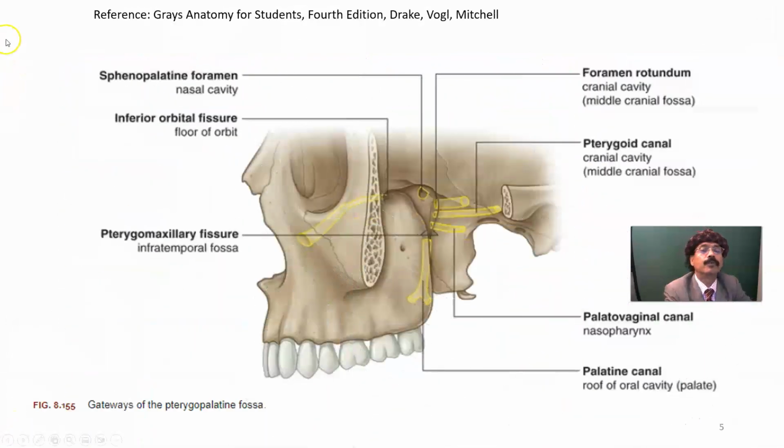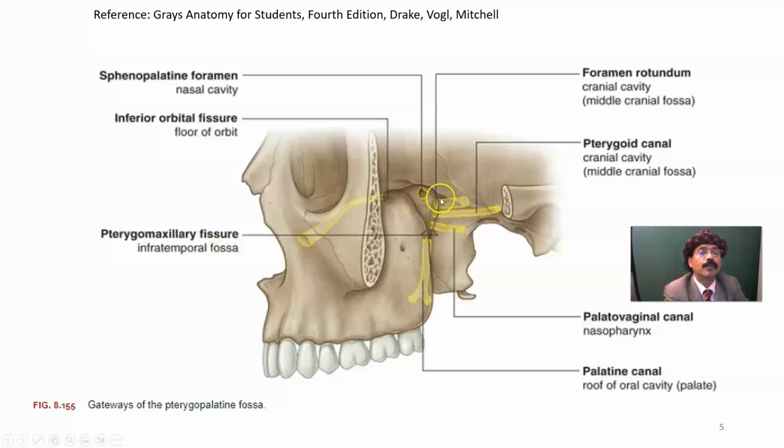Now we are looking at the communication gateways. Here is the infraorbital fissure, communicating to the floor of the orbit. Then it communicates with the infratemporal fossa through the pterygomaxillary fissure. It communicates with the nasal cavity through the sphenopalatine foramen.